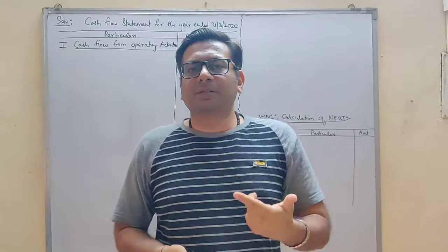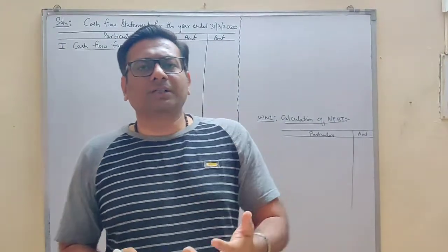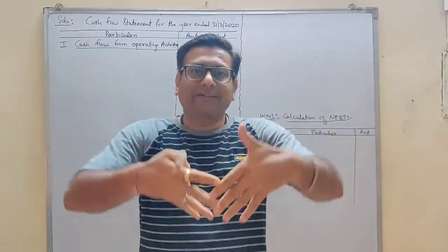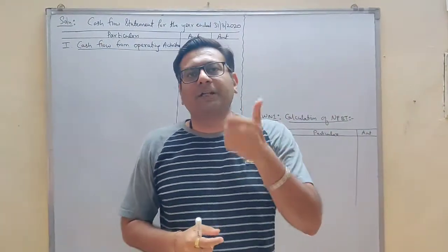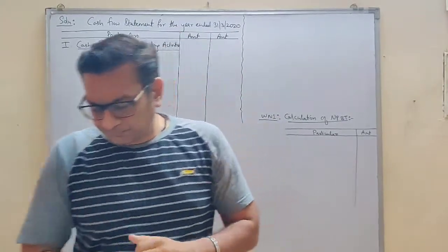Now this is a very simple sum, but since this is the very first sum, I want you to understand how a cash flow statement is made with all the three activities together at a time: operating, investing and financing. So let's start with the sum, students.